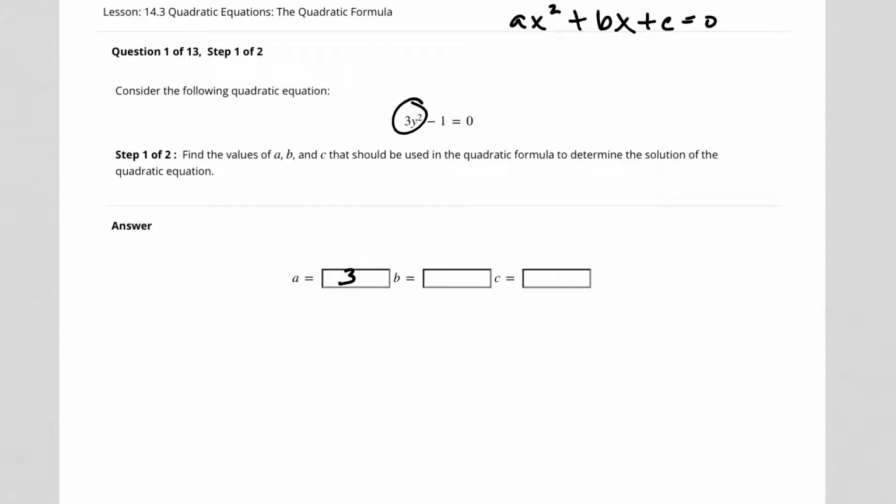The b value is the coefficient in front of the x term, and there doesn't appear to be an x term, which means that my b value is 0. And then the c value is your constant term, which in this case is -1.